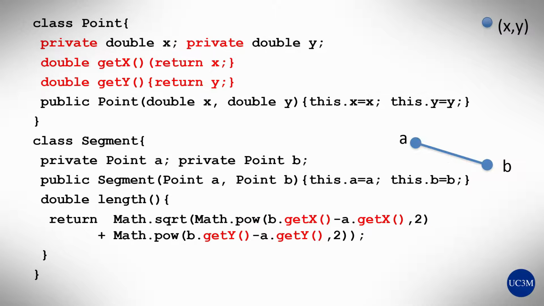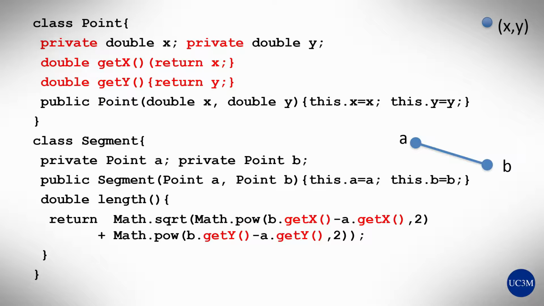Here we have a better code. This time we make both attributes x and y private. Maybe you already wondered why we have not done this from the very beginning. Well, it was to illustrate the point. Well, they can only be used inside class point. But segment needs this information. Therefore, we define 2 methods, getX and getY. And these are used inside class segment.